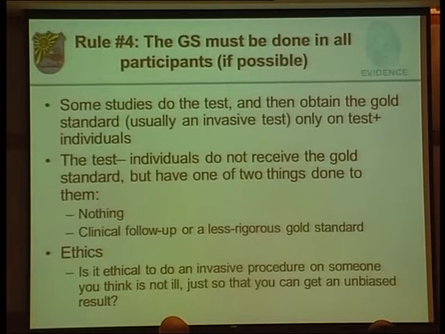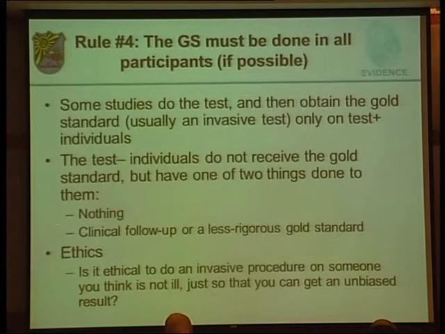The fourth criterion is that the gold standards must be done in all participants if possible. Now there's some times when ethically it becomes questionable whether you can do that, to do the gold standard in everybody. If that's the case, what some studies will do is they'll do the test, and if it's positive, then they'll do the gold standard. But if it's negative, they won't do the gold standard. They'll wait or do nothing or wait and watch.